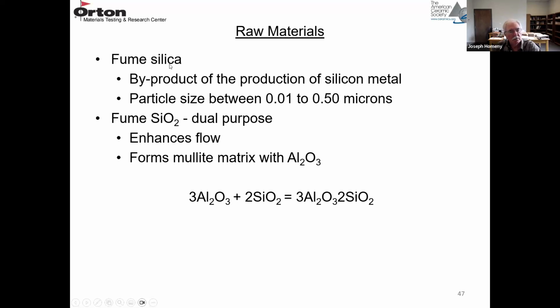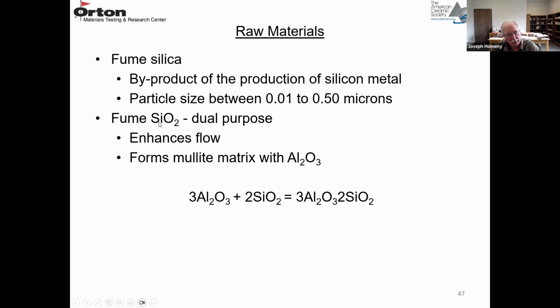I mentioned fumed silica additions. These are byproducts when you produce silicon metal. Very fine particle size, 0.01 to 0.5 microns. And you add fumed silica to these monolithics for two reasons. The fine particles enhance the flow and allows the material to densify during casting or gunning or however you're applying it.